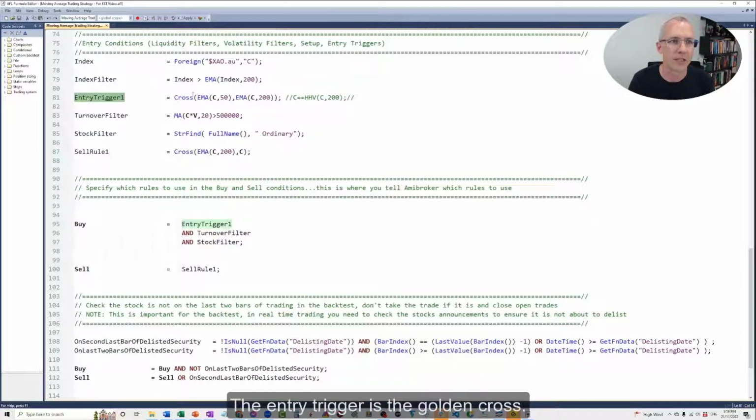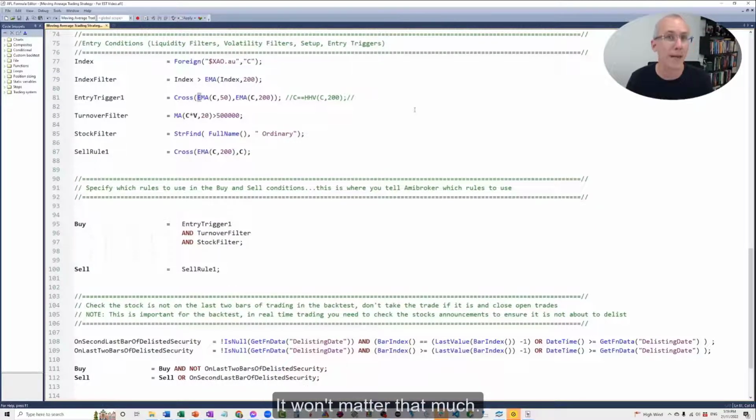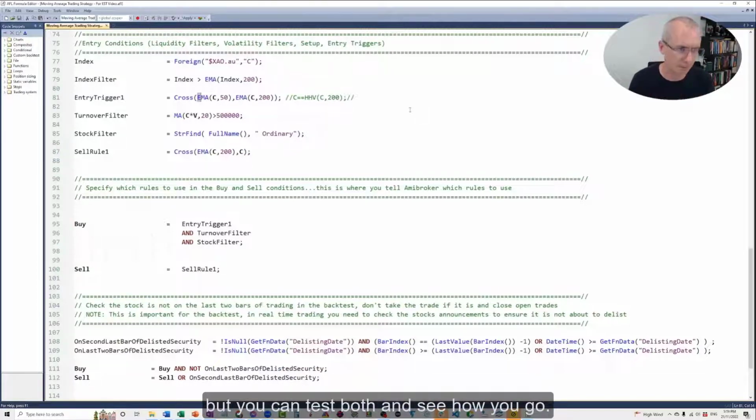The entry trigger is the golden cross, so the 50-day exponential moving average crossing above the 200-day exponential moving average. This could be a simple moving average as well, or it could be an exponential moving average. It won't matter that much. They'll perform a little bit differently, but you can test both and see how you go.